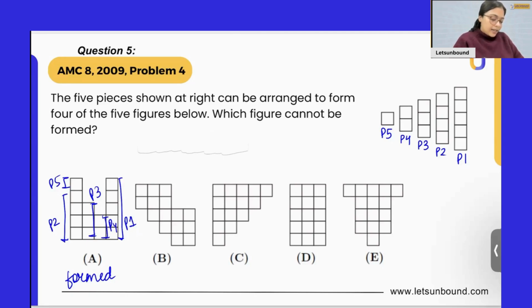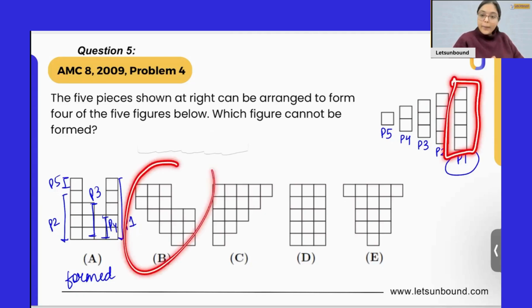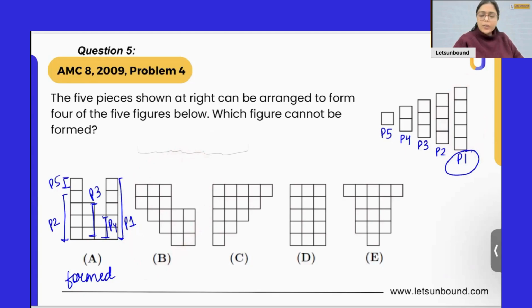Okay, so let's check B, right? I cannot find piece 1, which is this, anywhere in my B option. Can you see any piece with 5 squares? No. Here also it's 3. Here it's 2. Here it's again 3. Here it is 4. But I cannot see any combination with 5. Maximum I can see is 4. So that means what is missing out here? It does not contain piece P1, right? So the moment any of the pieces is missing, we say that the figure cannot be formed. So that means B option is correct.